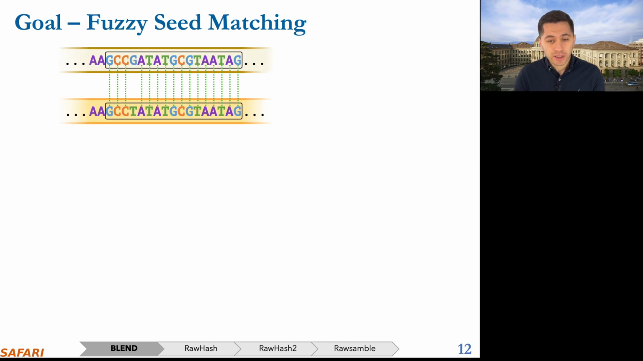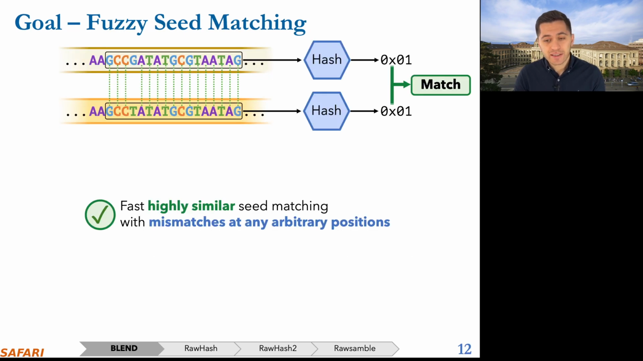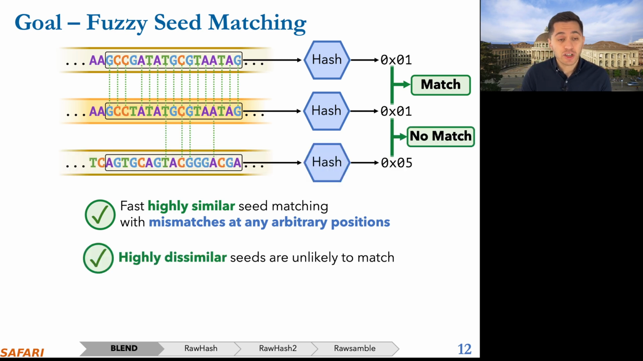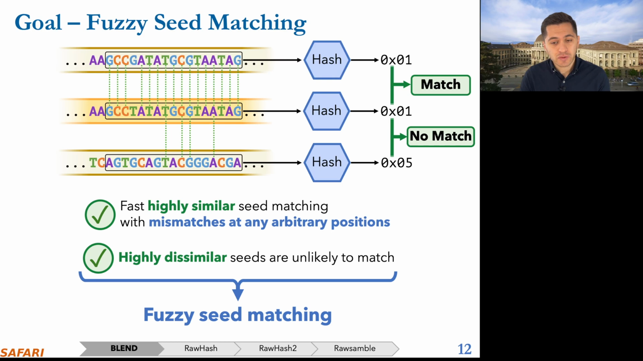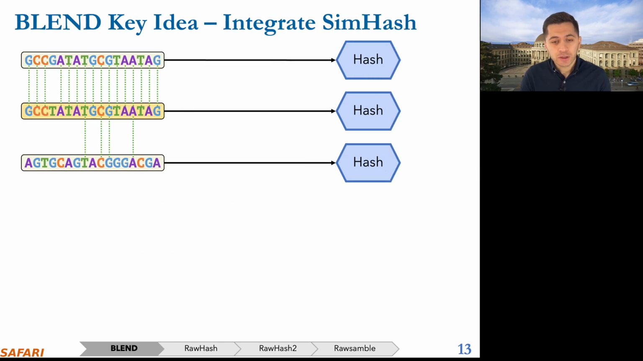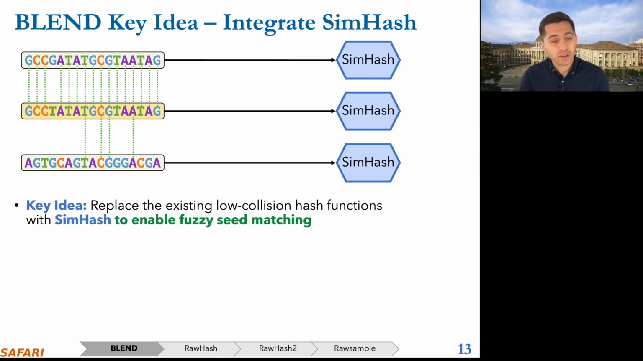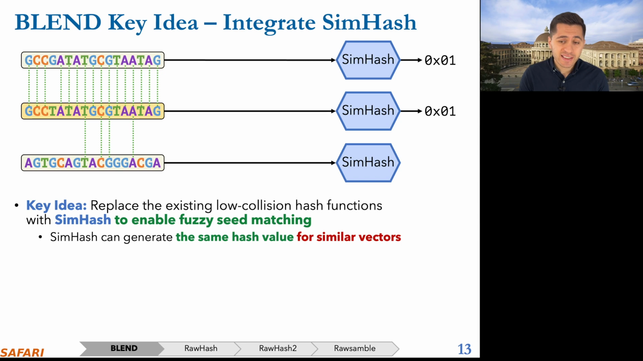Our goal is to enable generating the same hash value for highly similar seeds while generating different hash values for dissimilar ones, which we call fuzzy seed matching. To do so, we replace the existing low collision hash functions in seed matching with a hashing technique called simhash, which can generate the same hash value for highly similar vectors and different hash values for dissimilar ones.